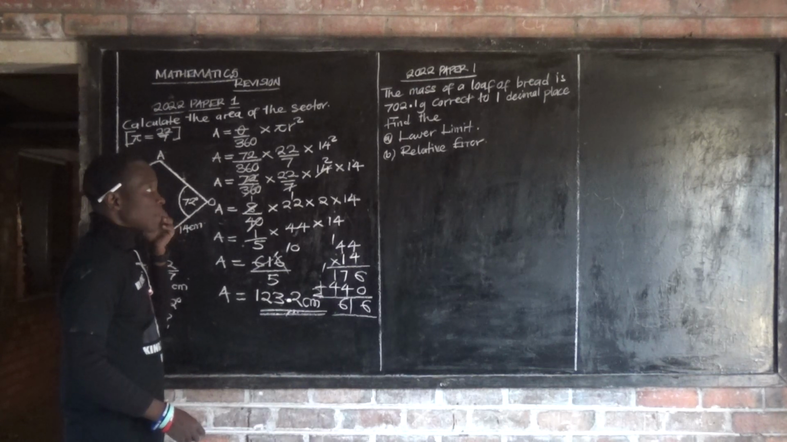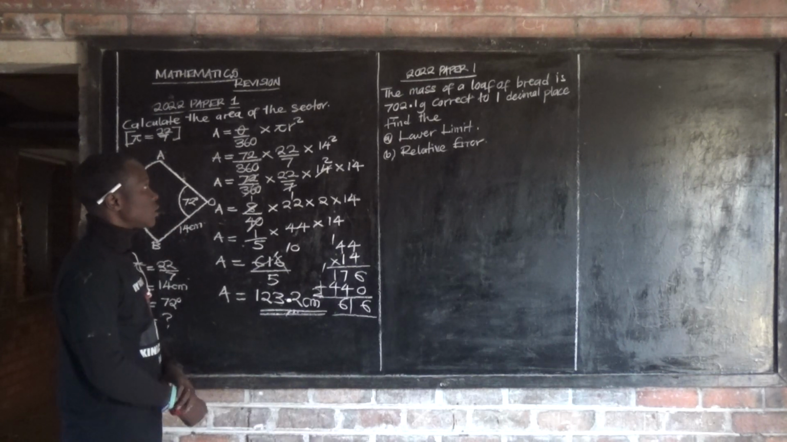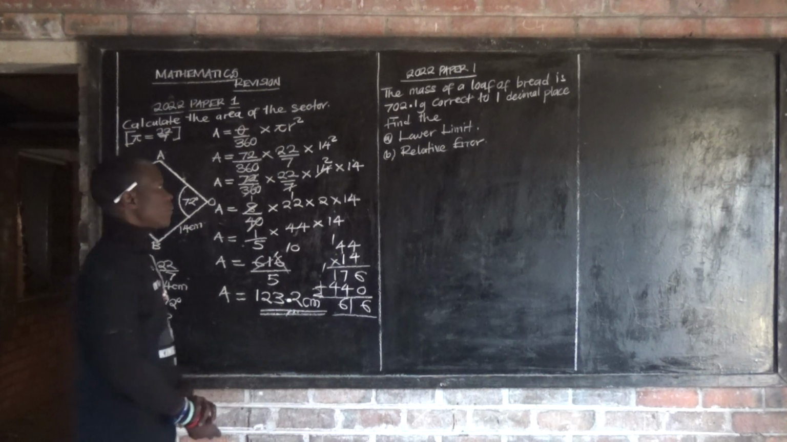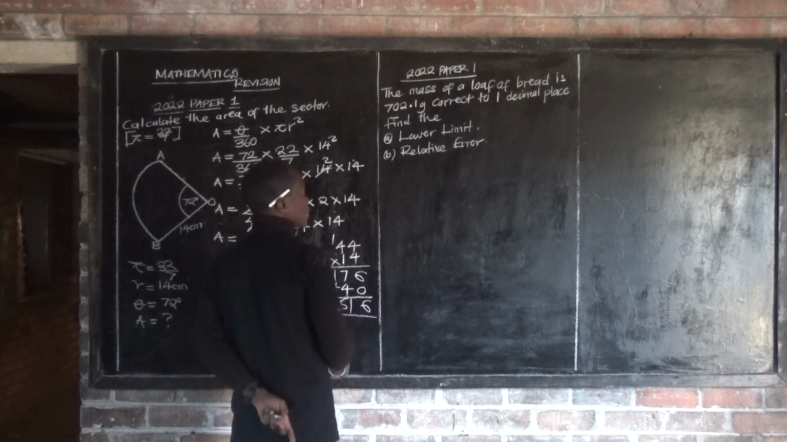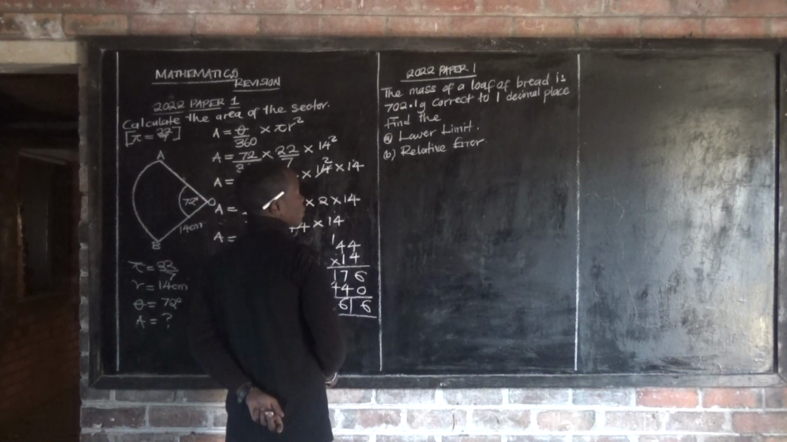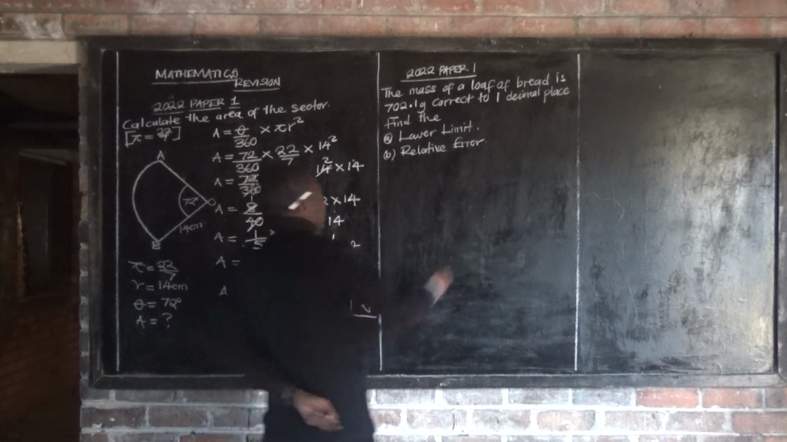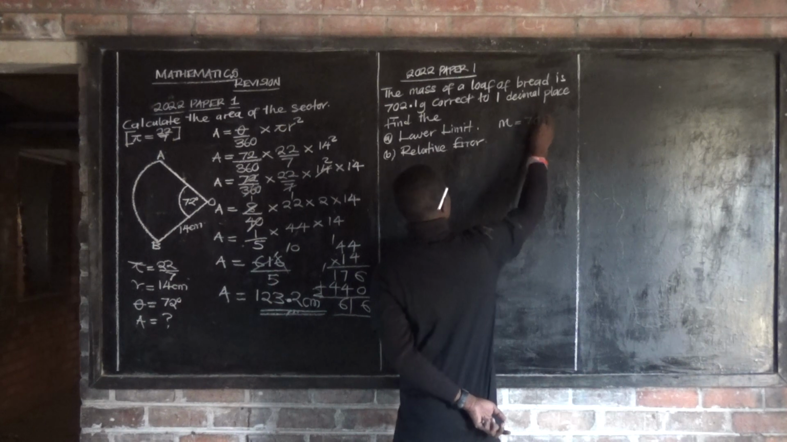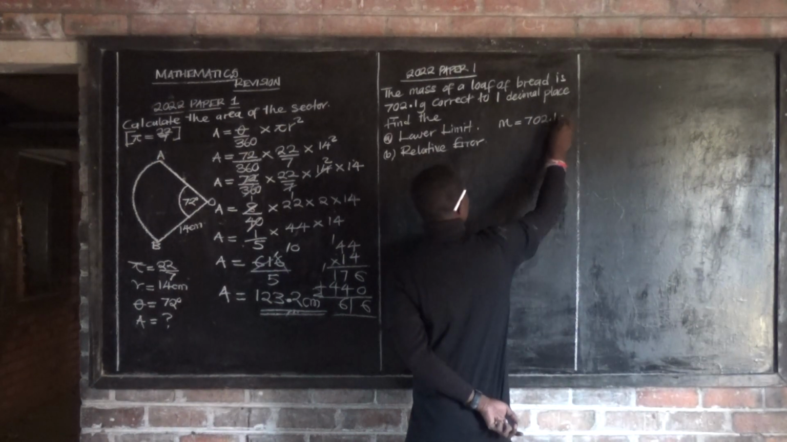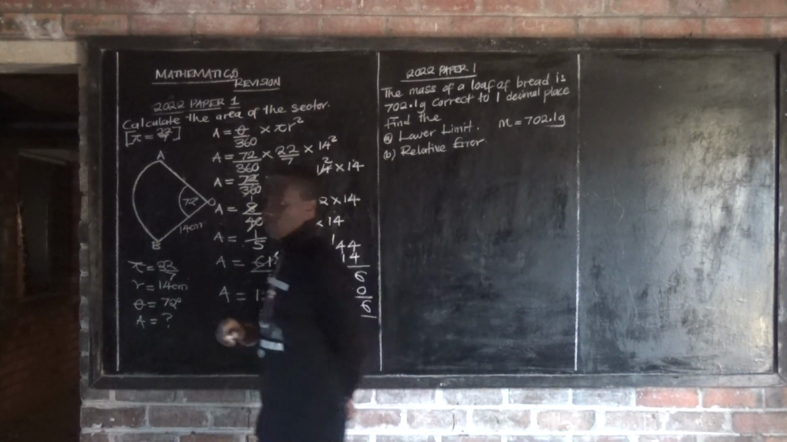Look at the question on approximation under 2022, that's paper 19. The mass of a loaf of bread is 702.1 grams, correct to one decimal place. Okay, so the mass has been given. The mass is 702.1 grams.